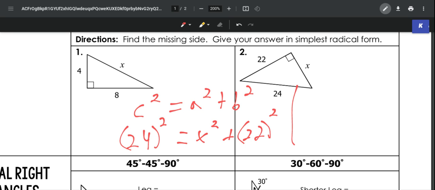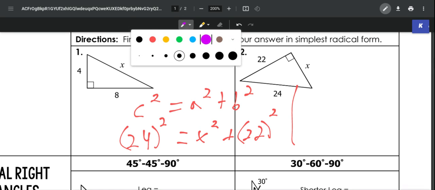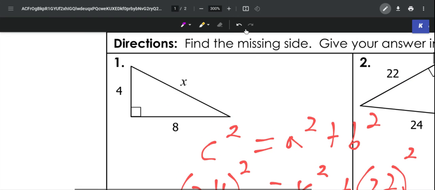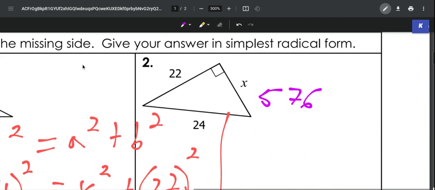So then once we get those values, we'll be able to solve this, which is not too bad. So 24 squared is going to give me 576. Let me zoom in a little bit so I can write better. Okay, so 576 equal to x squared plus, what would that be, 484.